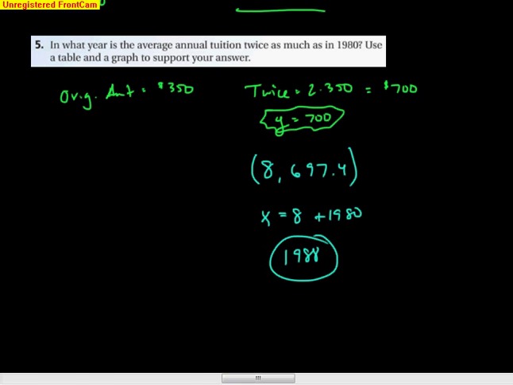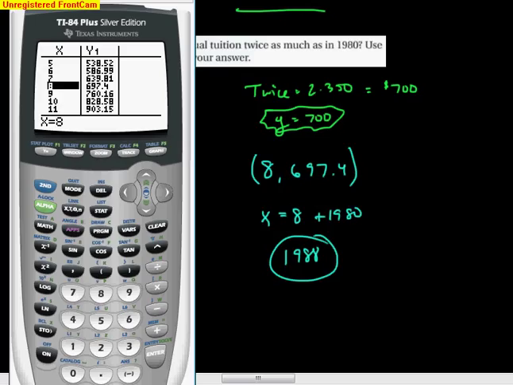Okay? So hopefully, and I'll put the graphing calculator on here, hopefully this helped you understand a little bit more about extended response and exponential functions.